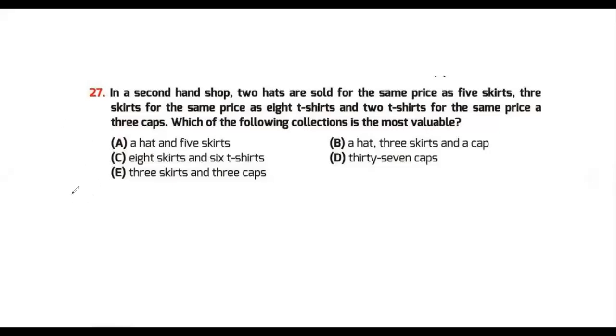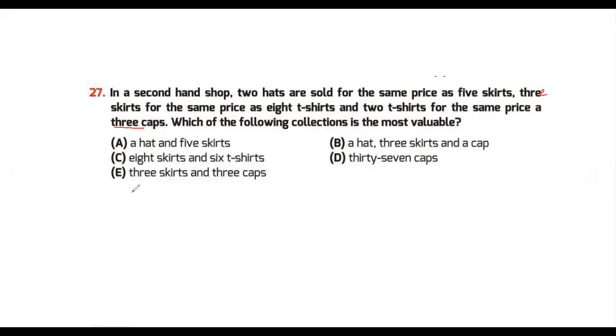Question 27. In a second-hand shop, 2 hats are sold for the same price as 5 skirts. 3 skirts are for the same price as 8 t-shirts, and 2 t-shirts for the same price as 3 caps. Which of the following collections is the most valuable? Whenever we are doing these questions, it's better to allot numbers so that it becomes easier to calculate, and the relationships are quite clear.